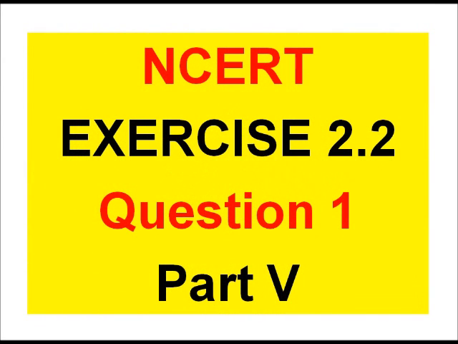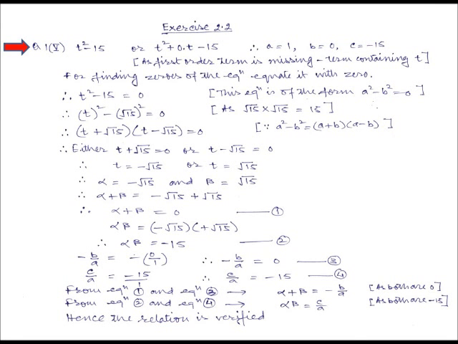Now we start fifth part of question 1. The equation is t square minus 15. It has only two terms. Therefore, the third term, that should be the middle term, the multiple of t, is missing. Therefore, the coefficient of t should be 0. Therefore, we can take t square minus 15 equal to t square plus 0 into t minus 15.